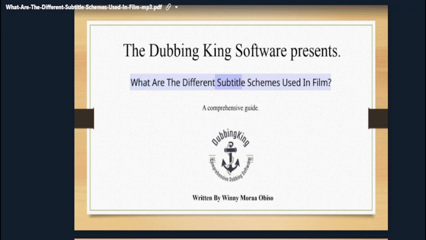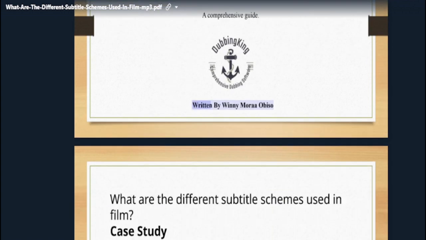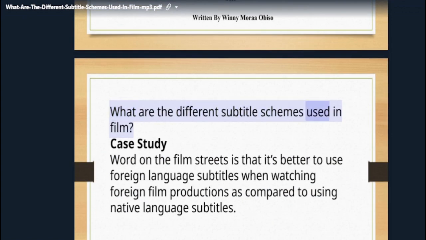What are the different subtitle schemes used in film? A comprehensive guide. Written by Winnie Mora Abiso. What are the different subtitle schemes used in film?